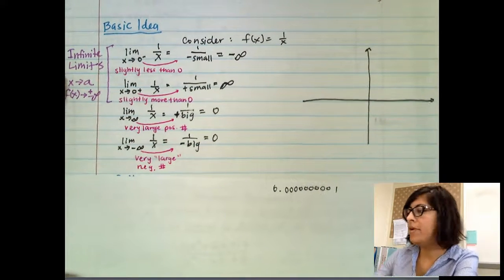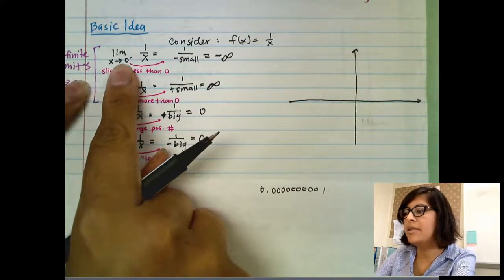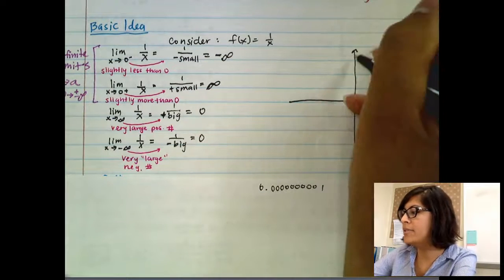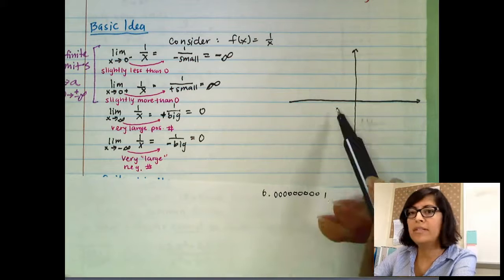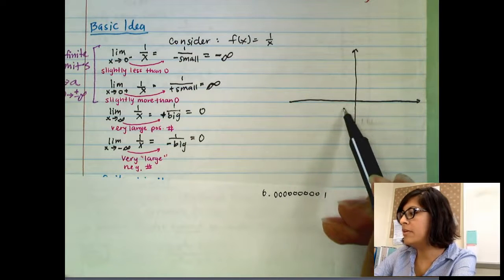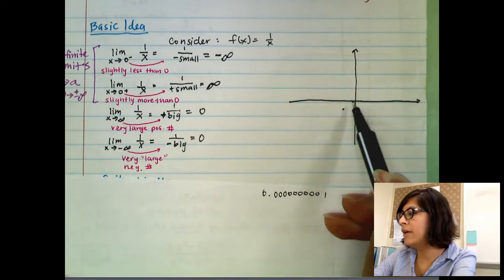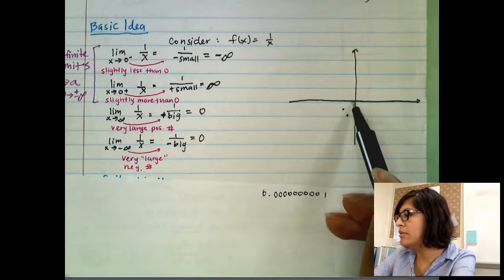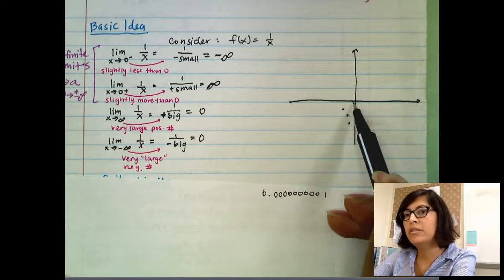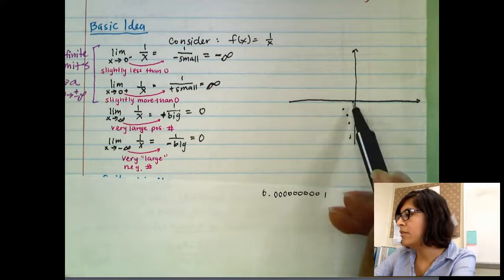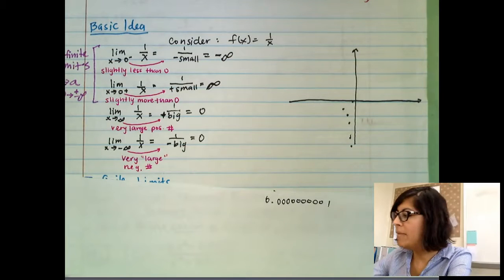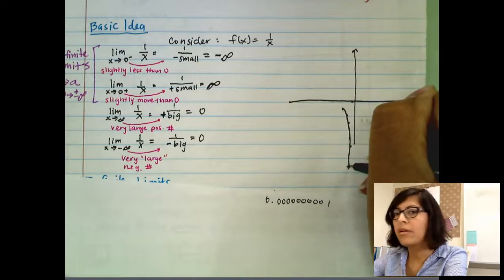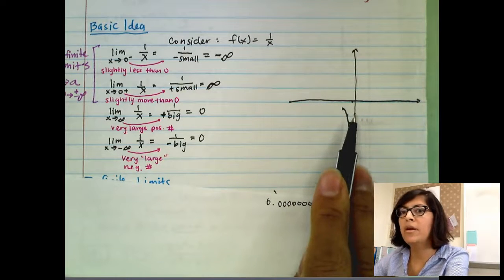So if we were to graph this, this line says as we approach x from the left-hand side. Our x equals 0 is right here, and we're approaching from the left-hand side. As we get closer and closer to 0, it gets more negative, even more negative. So there's actually a vertical asymptote right here. The closer we get to 0, the more negative it gets.